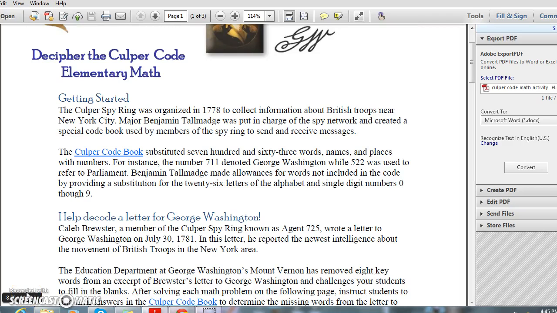Hi, it's Ms. Carlson. I'm doing a screencast-o-matic for one of your math extension assignments for this week. I think you'll have a lot of fun with this. It's deciphering the Culper code.